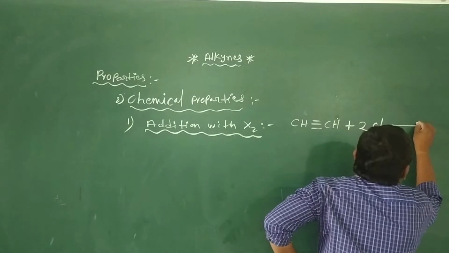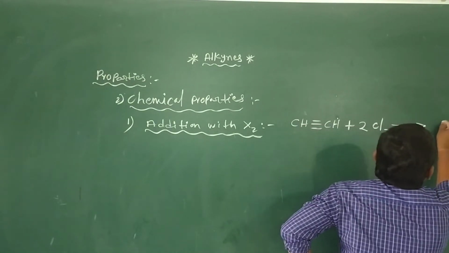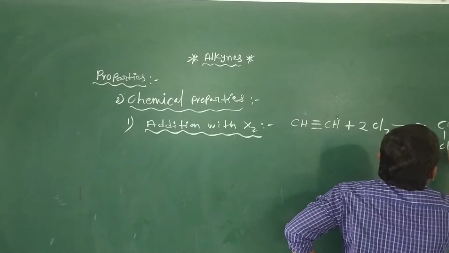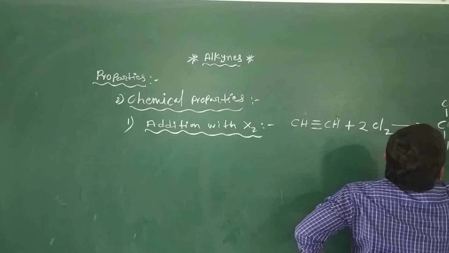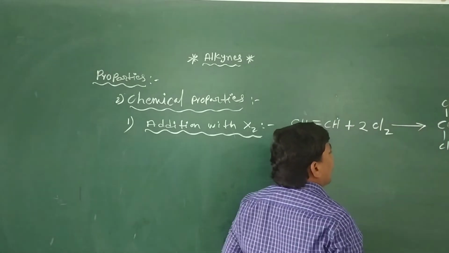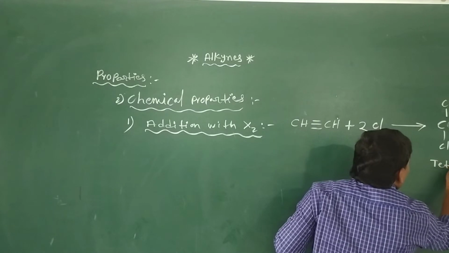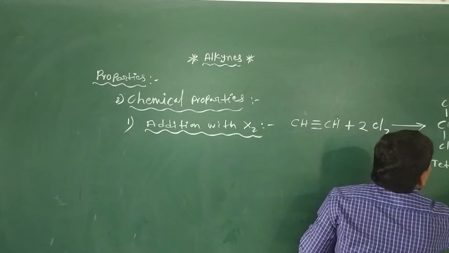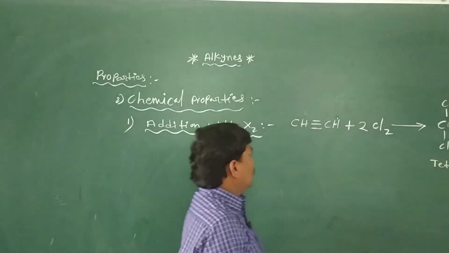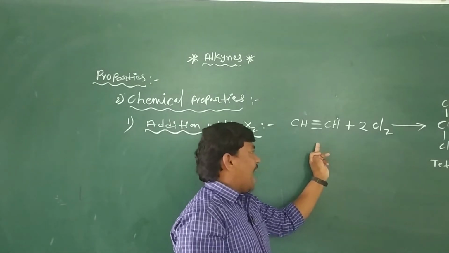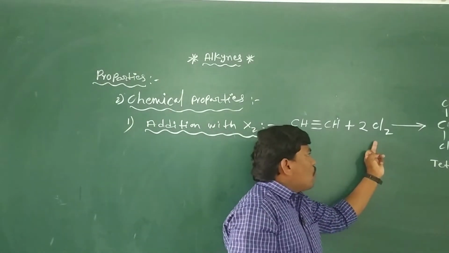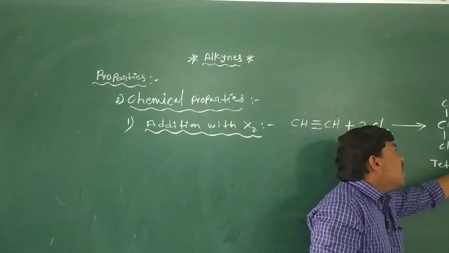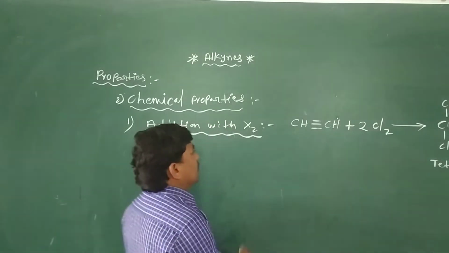It gives CHCl2-CHCl2. The compound is a tetrahalide derivative. So an alkyne reacted with 2 moles of dihalide gives tetrahalide derivatives. This is the reaction.